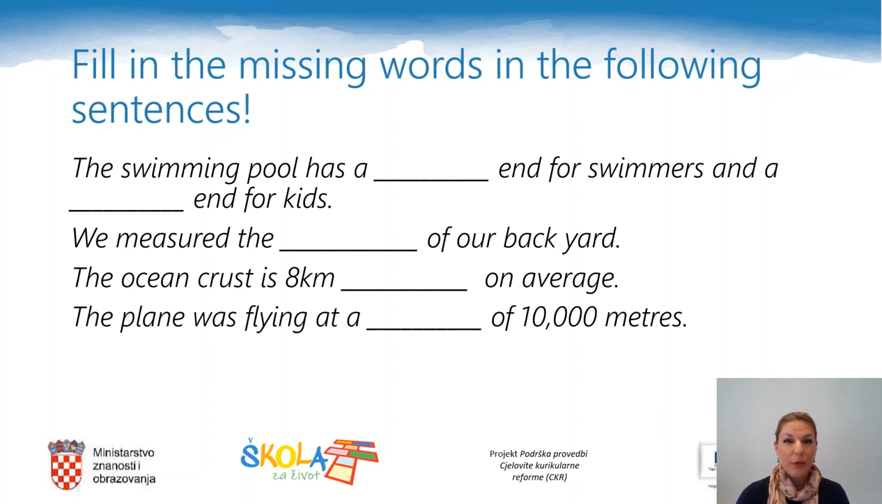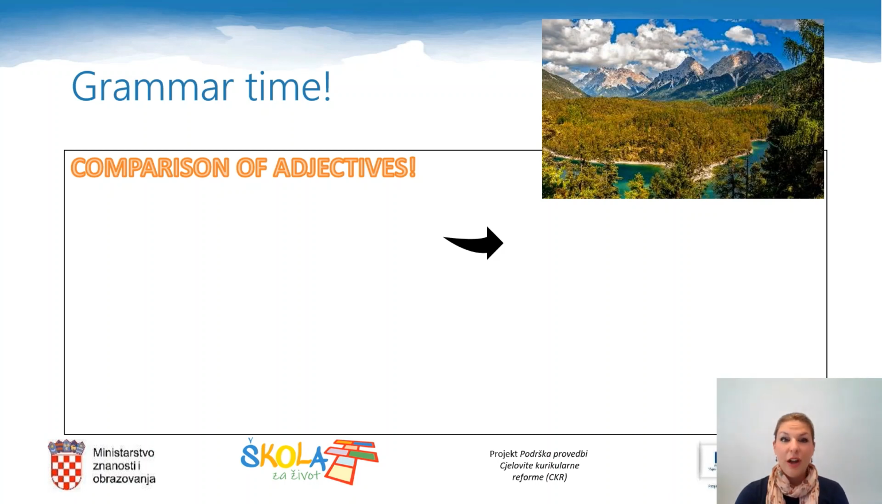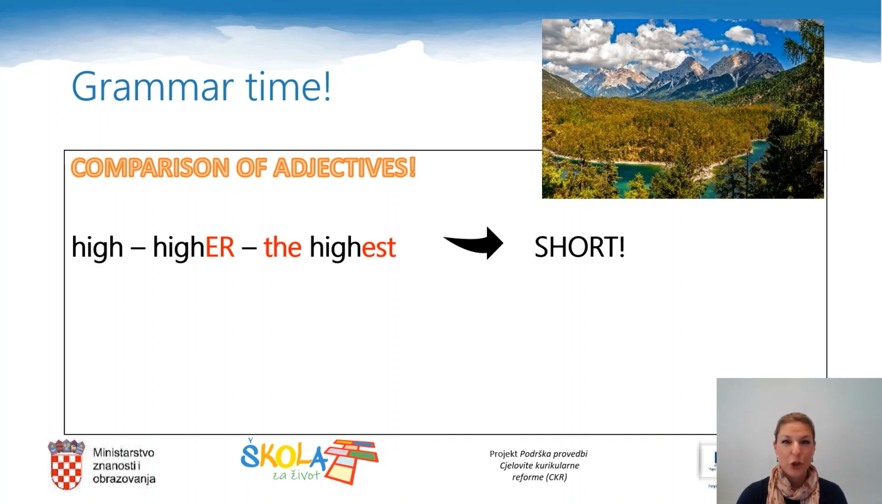Let's use some of the words from the table. Copy these 4 sentences in your notebook and fill in the missing words. You can pause the video now. In geography, different places often get compared to one another, so it's time for a little bit of comparison of adjectives. If adjectives are short, you have to use suffixes er and est.